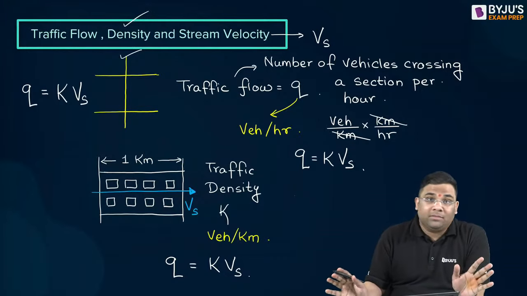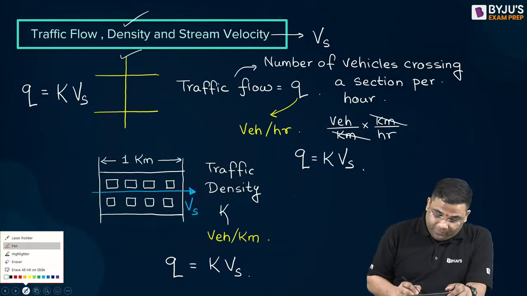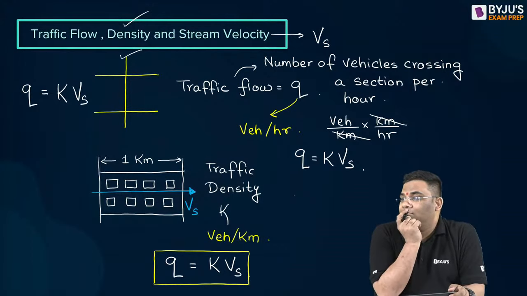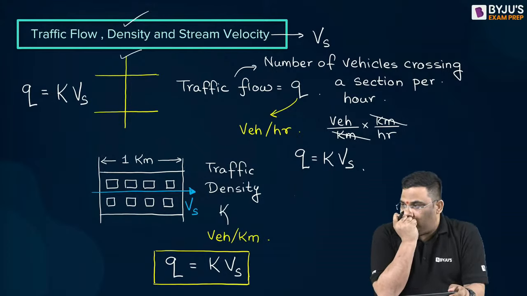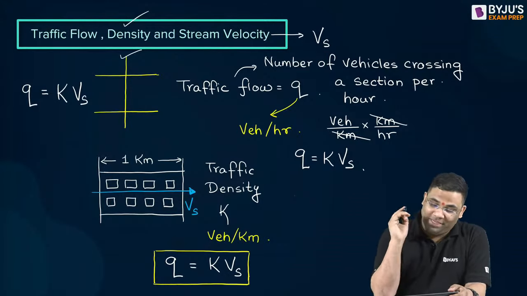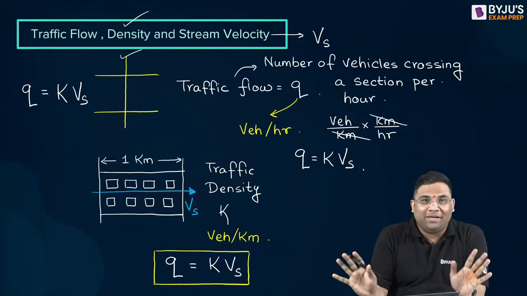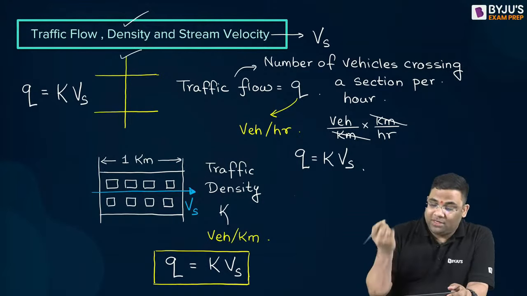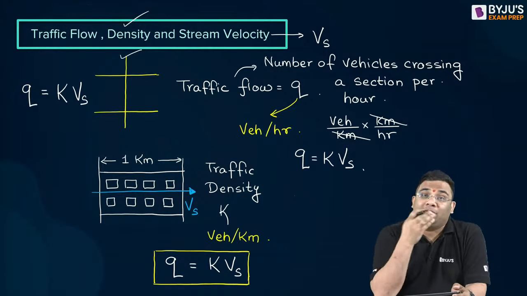Understood, everyone? Is there any doubt in this particular slide? You can write in the comment section. No. Okay, so there is no doubt in this particular slide. Okay, very good. So this is your traffic flow, traffic density, and stream velocity.